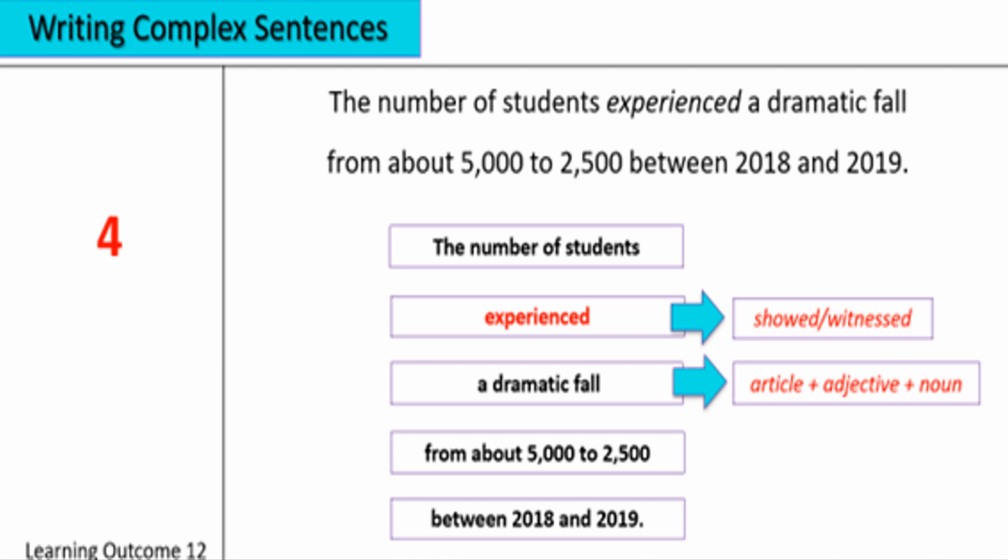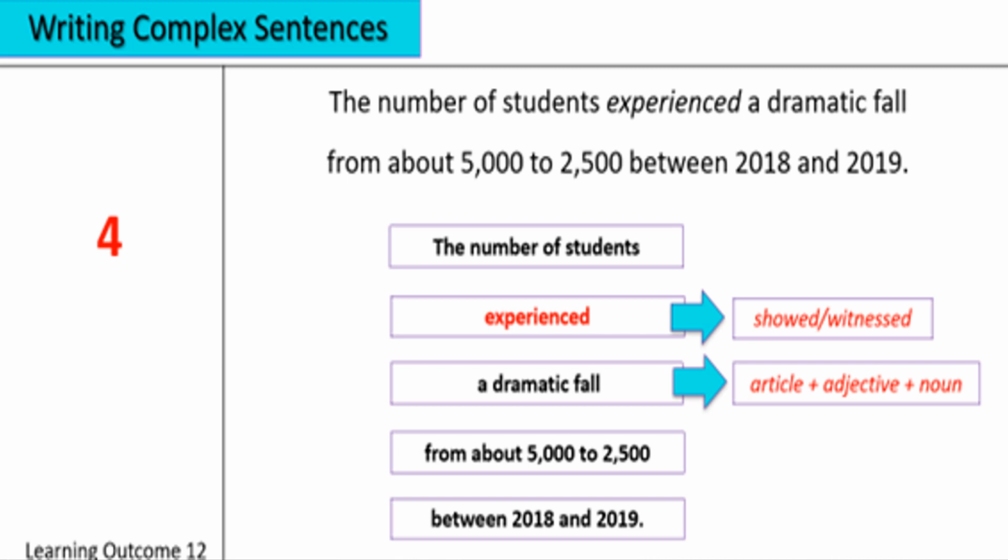The title, then a past tense verb to demonstrate or to show, like experienced, showed, witnessed, demonstrated, illustrated, words like that. And then you will use an article, adjective, and noun. Then the specific numbers, from how much to how much. And finally, you will write the time period. When did this happen? This is the fourth complex sentence structure. So when you are writing your graph essays, I suggest you follow these four complex sentence structures alternately in your writing to make it look nice and clear.